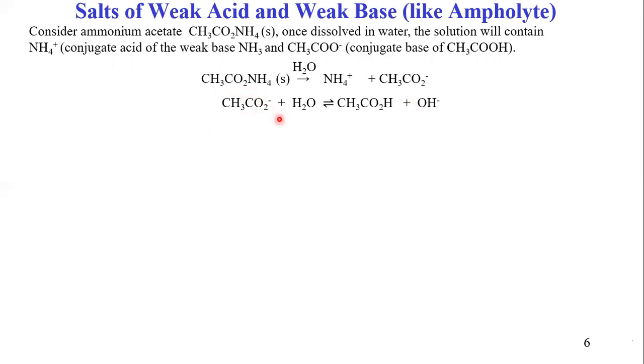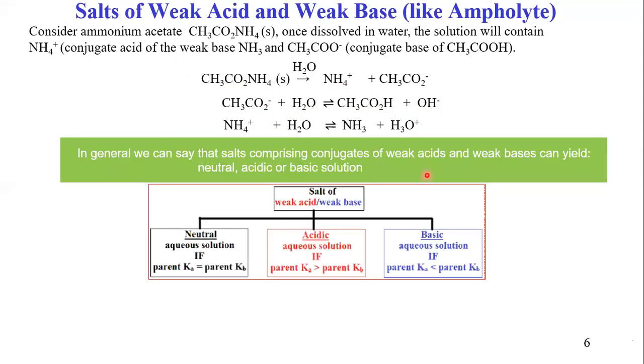The acetate, when it reacts with water, reacts as a base. So it's going to pick up a proton from water, giving me OH minus. The ammonium, when it reacts with water, reacts as an acid. It gives a proton to water to become H3O plus. Now, if you look at both of these equations, one equation is giving me OH minus, the other equation is giving me H3O plus. Wait a minute, that's kind of like an ampholytic solution. One time giving me OH minus, one time giving me H3O plus. And indeed, this acts as an ampholyte.